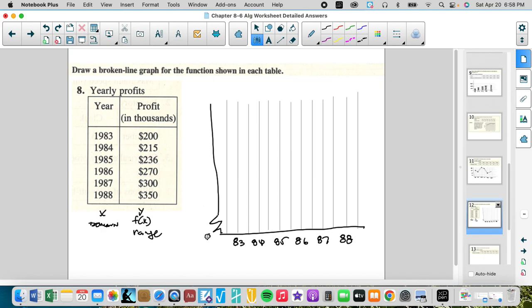So that means this is 0. You can label this 0, and then you can do your first increment at 200. And you can say, hey, I'm just scrunching this graph up. So this is 200. And then we can go 220, 240, 260, 280, 300, 320, 340, 360.